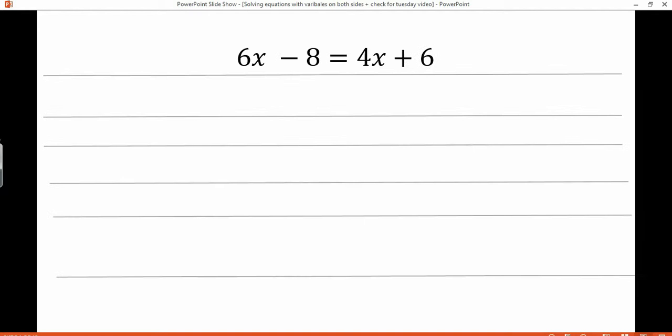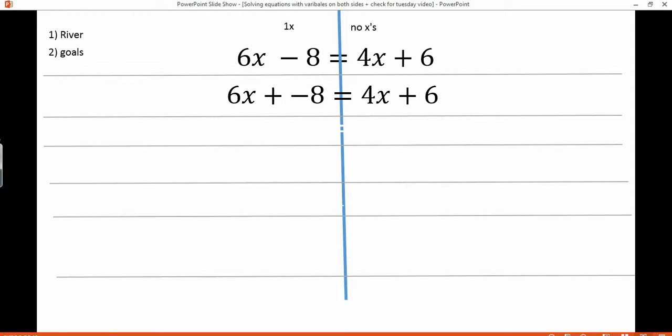sides. Problem 1. This is the problem from yesterday. We draw our river. We set our goals: 1x and no x's. Change the subtraction to plus negative. And here we want no x's. Unfortunately, we have 4x's on that side, so we want to get rid of them.